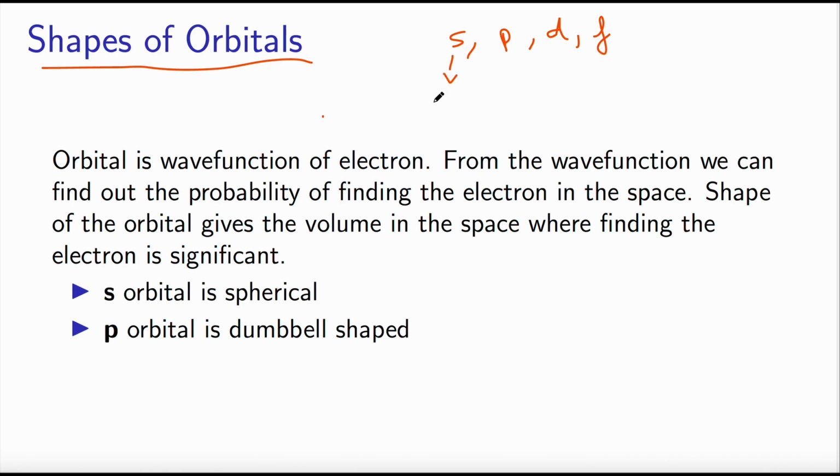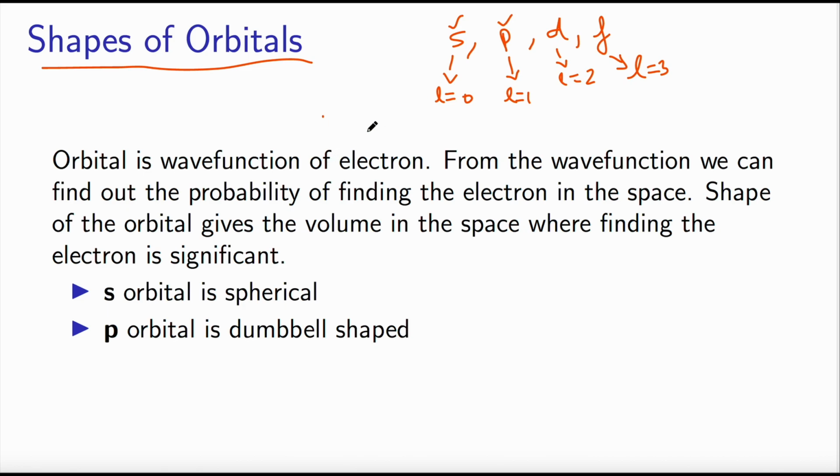We know s corresponds to angular momentum quantum number L equal to 0. P corresponds to L equal to 1. D corresponds to L equal to 2, and F corresponds to L equal to 3. So having said that, right now we are going to discuss the s and p orbitals.